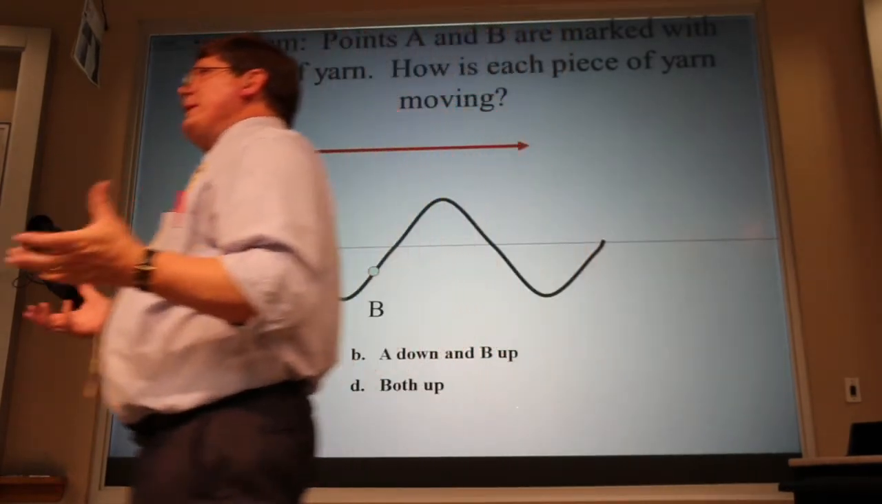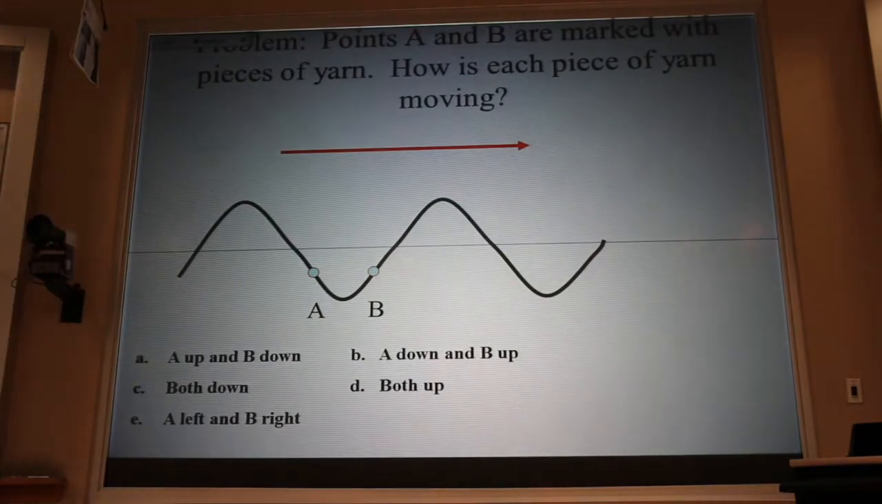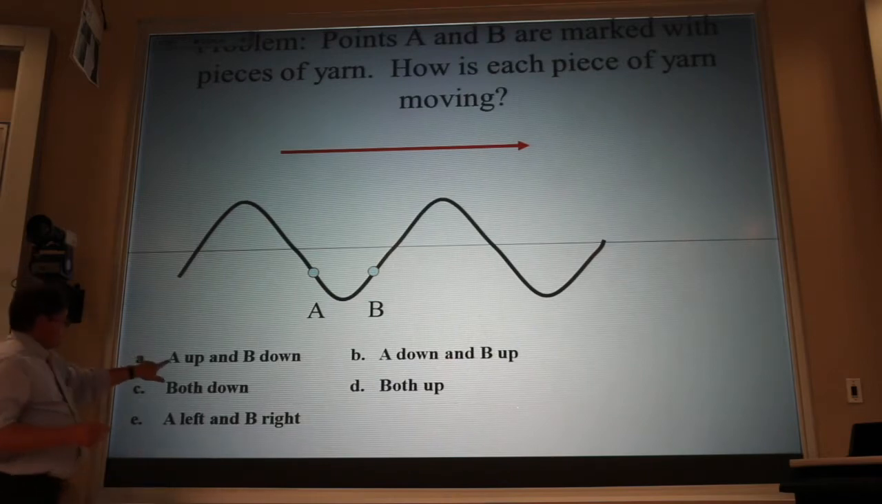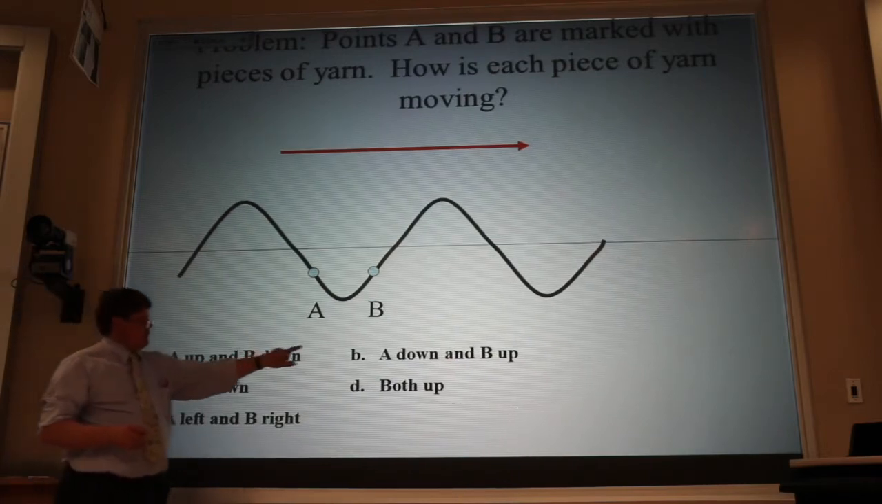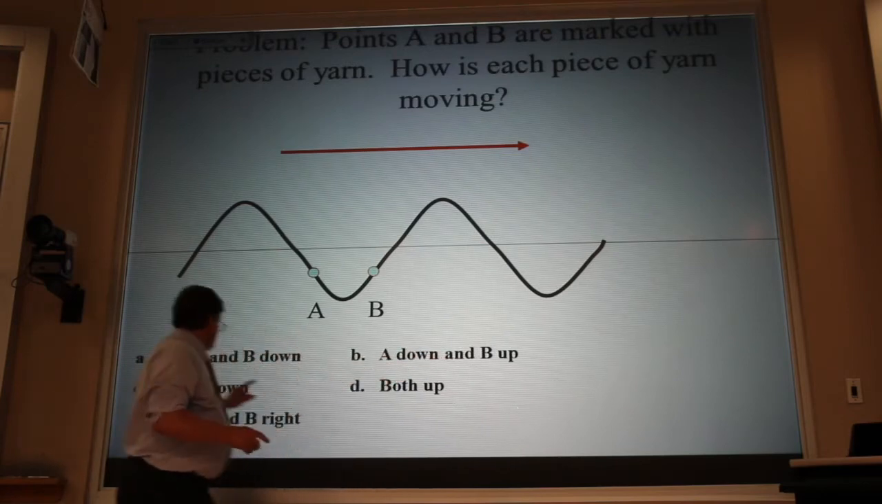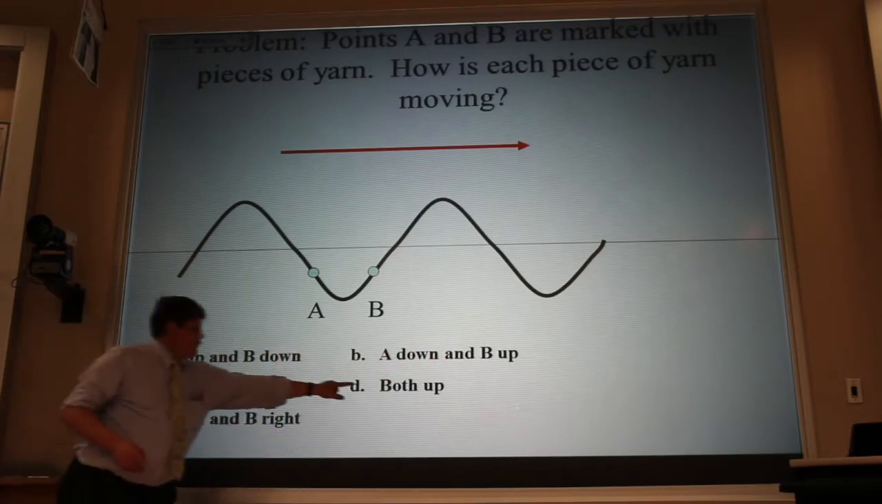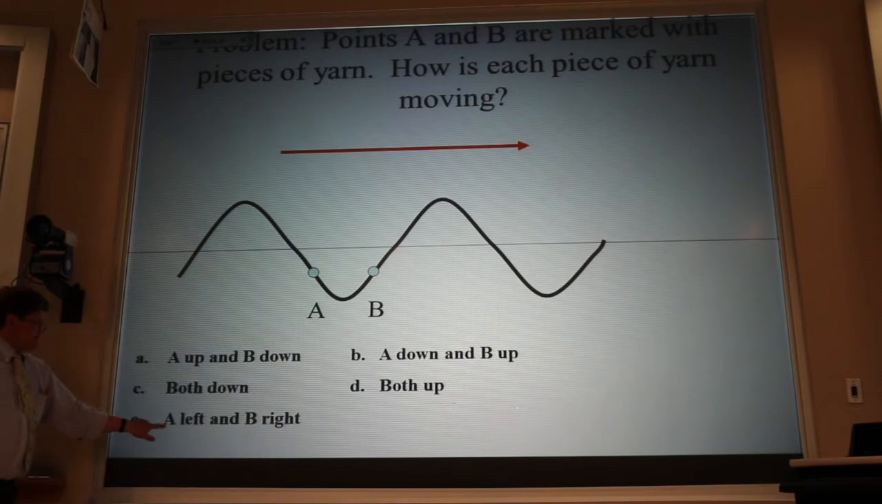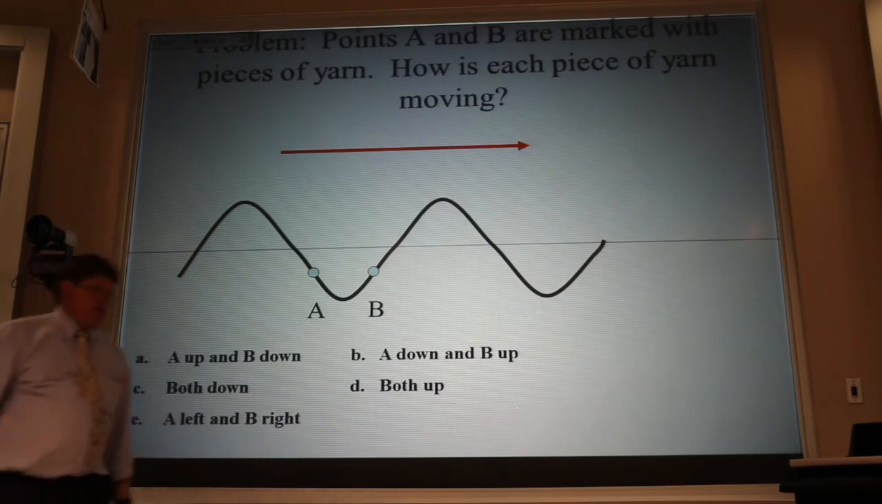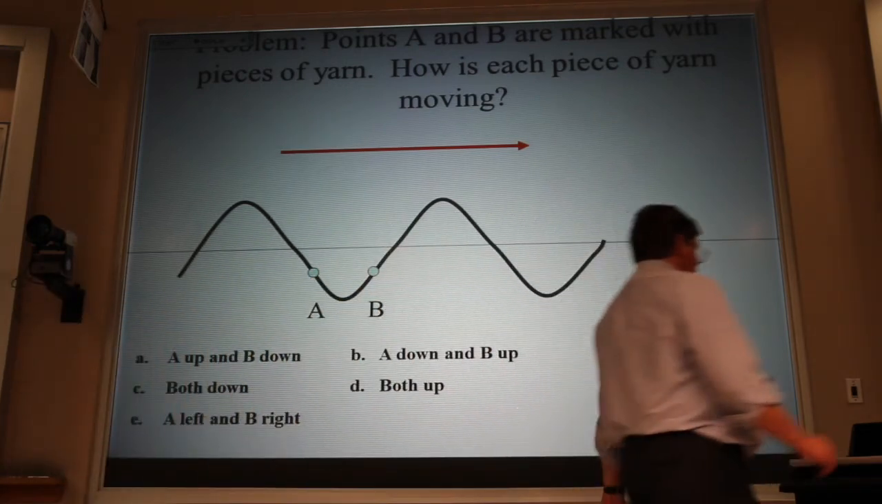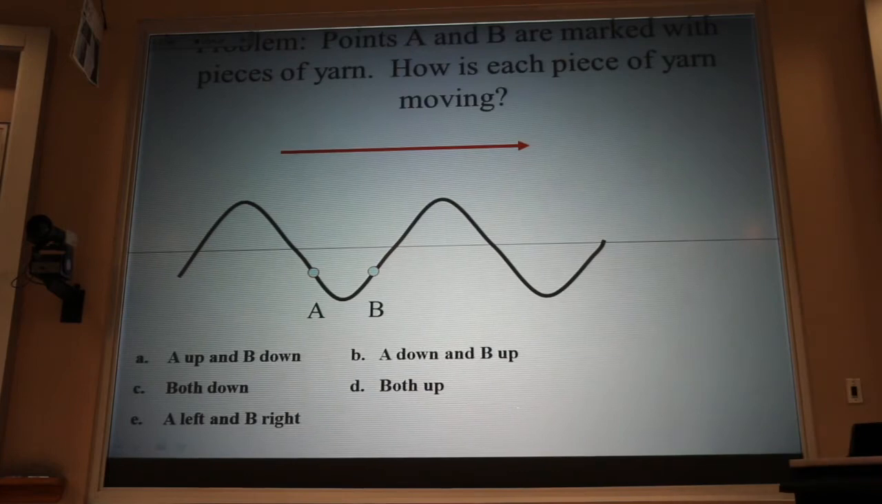If instead of a picture, I had taken a movie, we would see that those pieces of yarn at A and B would be moving. Right at noon, they would be moving. Now the question is, how are they moving? Is A going up and B down, or is A going down and B up? Are they both going down, both going up, or is A going to the left and B going to the right? With your clicker, how would they be moving if this were a movie?